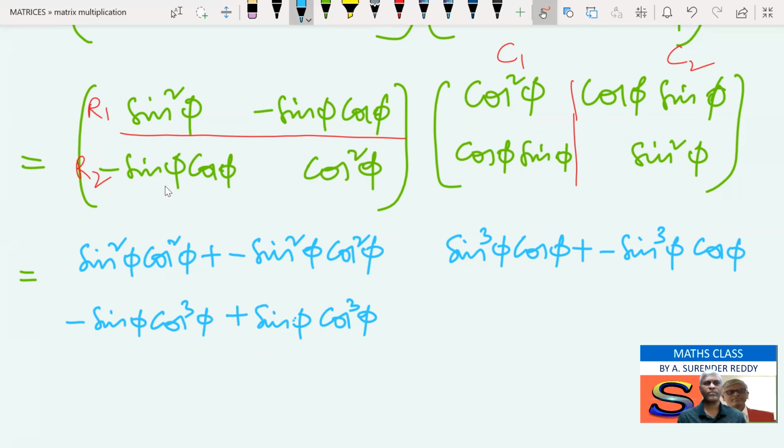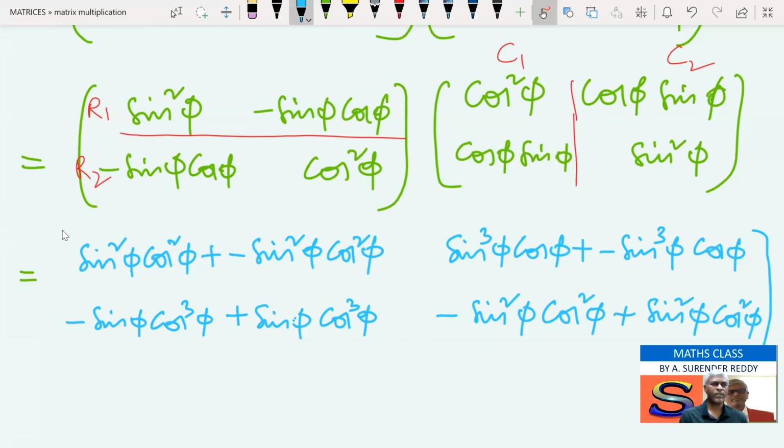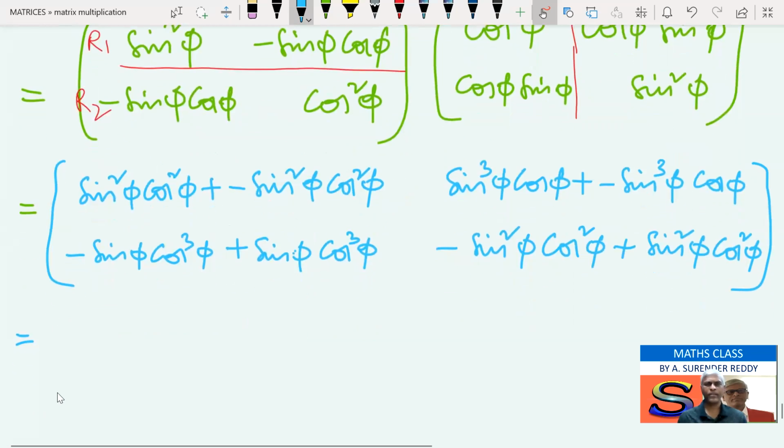R2 C2: minus sin pi cos pi sin pi, minus sin into sin, cos into cos. So sin square, cos square. Cos square into sin square. This is also cos square sin square or sin square cos square. AB or BA, both are the same. You can see all the elements are becoming 0.